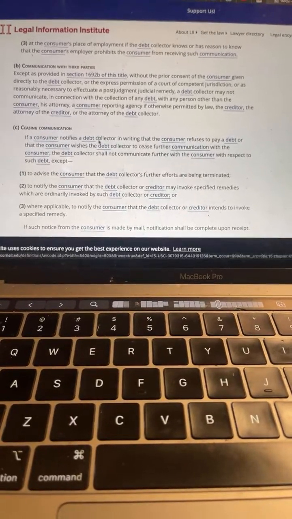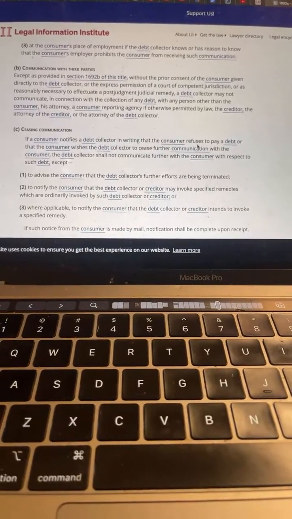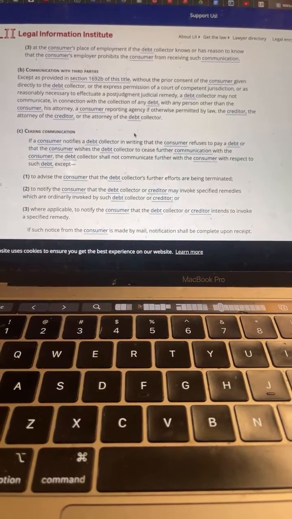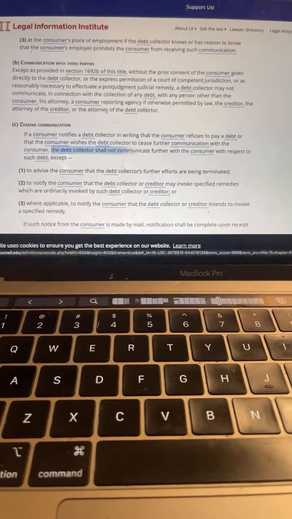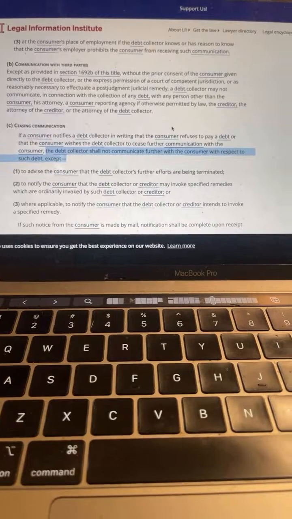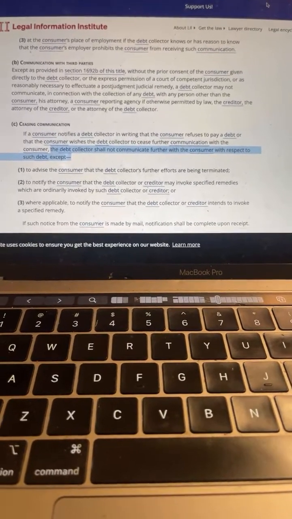If a consumer notifies the debt collector in writing that the consumer refuses to pay a debt or that the consumer wishes the debt collector to cease further communication with the consumer, the debt collector shall not communicate further with the consumer with respect to such debt. So that's for debt collectors, and I like to send that off through the CFPB.